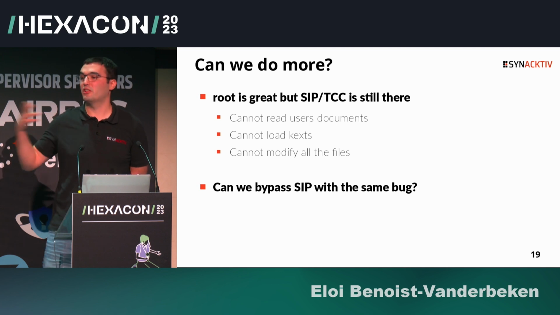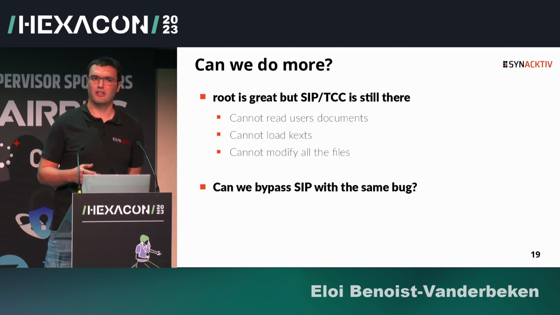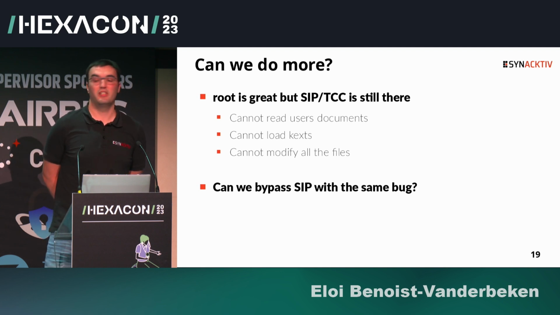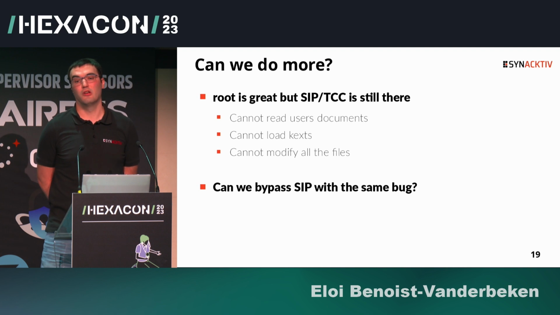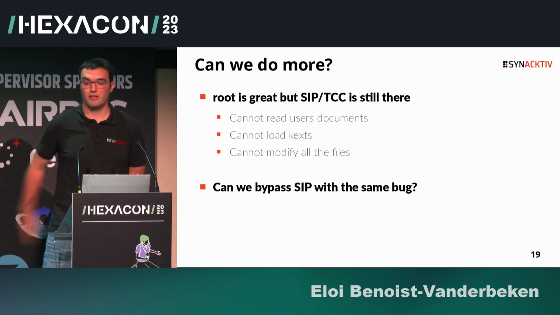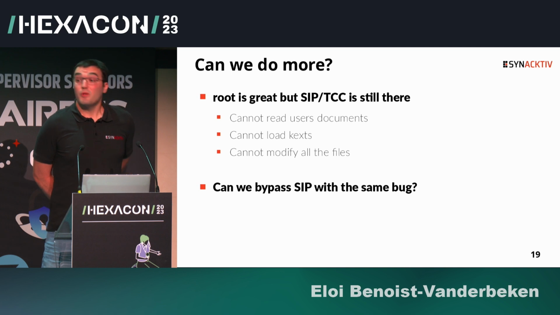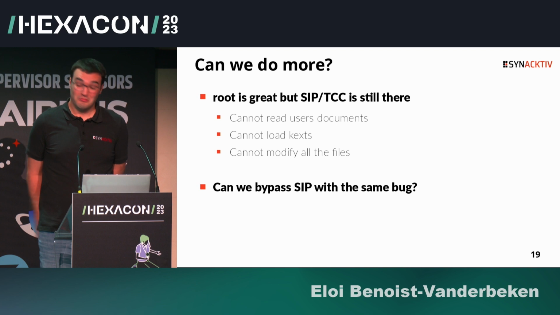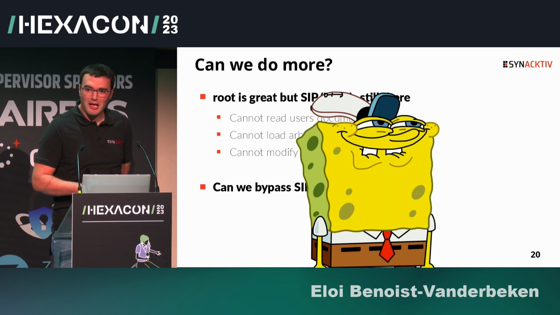SIP for System Integrity Protection, TCC for, I don't know. But they block you, they prevent you from reading user documents, from loading arbitrary kernel extensions, and you also cannot modify a lot of system files that are protected with System Integrity Protection. So can we bypass System Integrity Protection with the same bug? Let's find out.